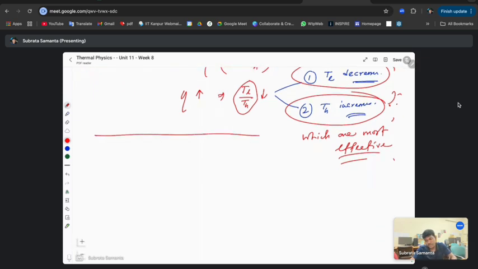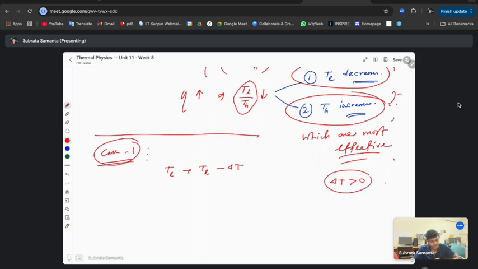Okay, so let's consider the scenario. So case A, basically case 1, where you decrease the TL, right? So that means in this case your TL becomes TL minus delta T. But the delta T is positive, and also TH is greater than TL. The high temperature, this one is a low temperature. So now you decrease the temperature, that means TL to TL minus delta T.